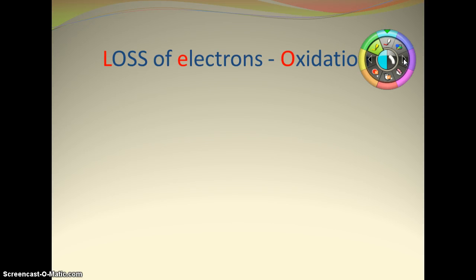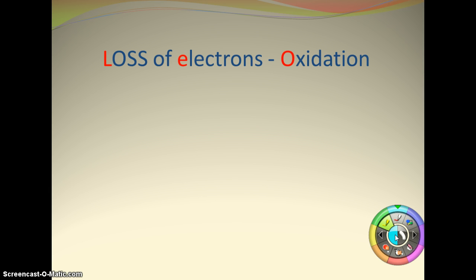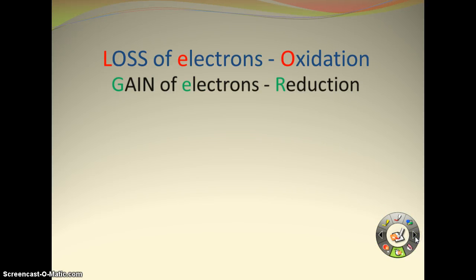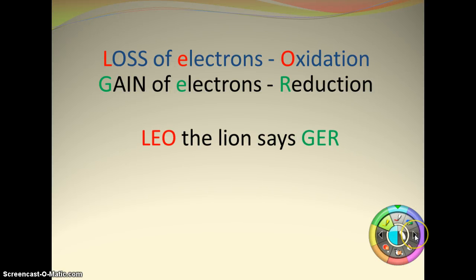So if you lose electrons, that is called oxidation. Loss of electrons is oxidation. If you gain electrons, that is reduction. Okay? So a couple of ways to try and remember this. LEO the lion says GER: Lose Electrons Oxidation. The lion says GER: Gain Electrons Reduction.